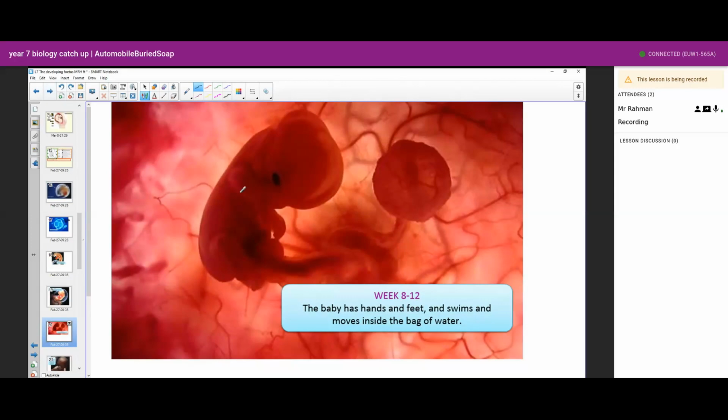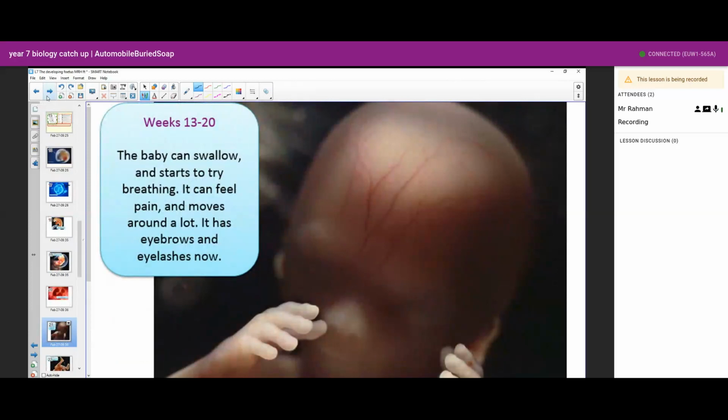So moving on to weeks 8 to 12, the baby now has hands and feet and swims and moves inside a bag of water, which we said is the amniotic sac. Moving on to weeks 13 to 20, the baby can now swallow and starts to try to breathe. It can feel pain and moves around a lot.